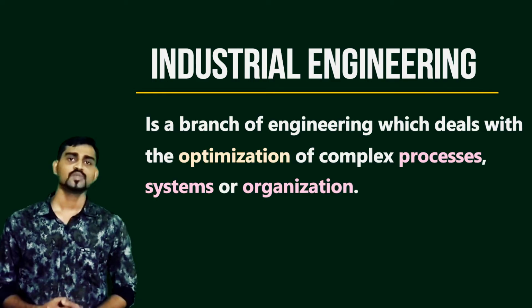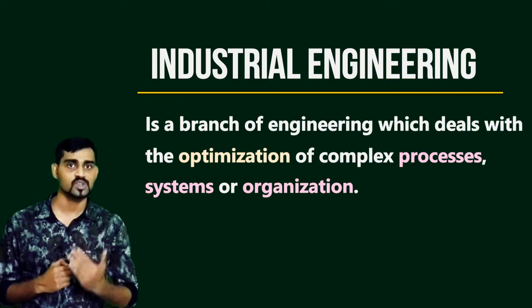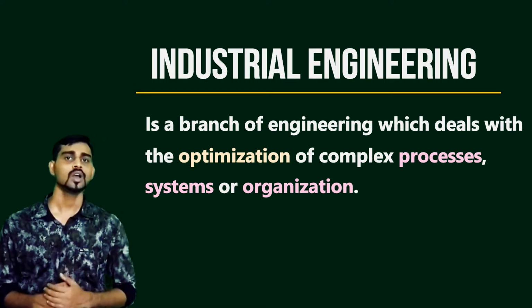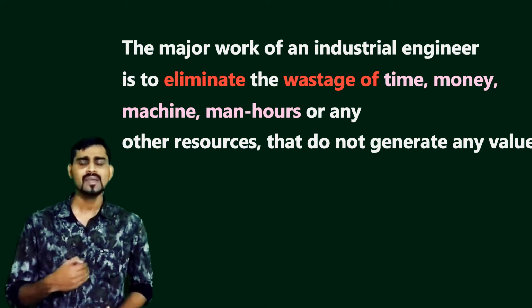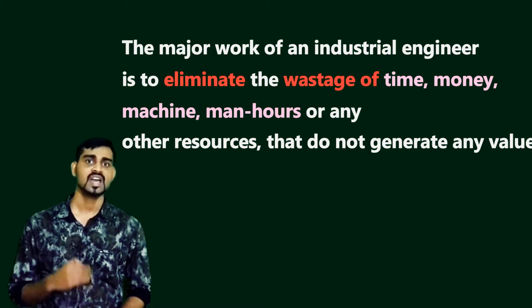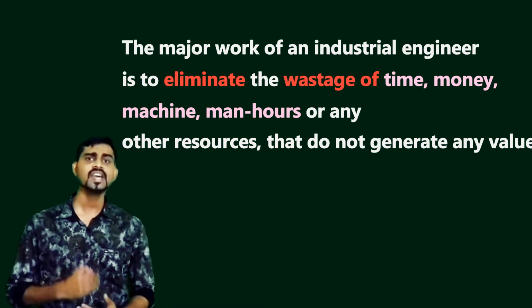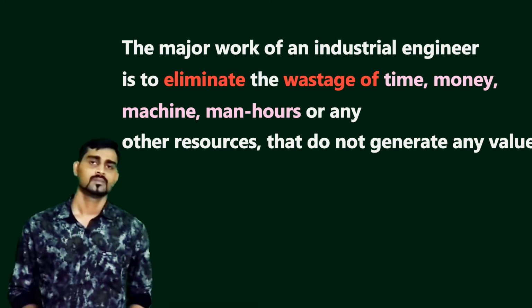Industrial engineering is a branch of engineering which deals with the optimization of complex processes, systems or organizations. So the major work of an industrial engineer is to eliminate the wastage of time, money, machines, man-hours or any other resources that do not generate any value. To get a basic idea about the subject, let us start with the term production.